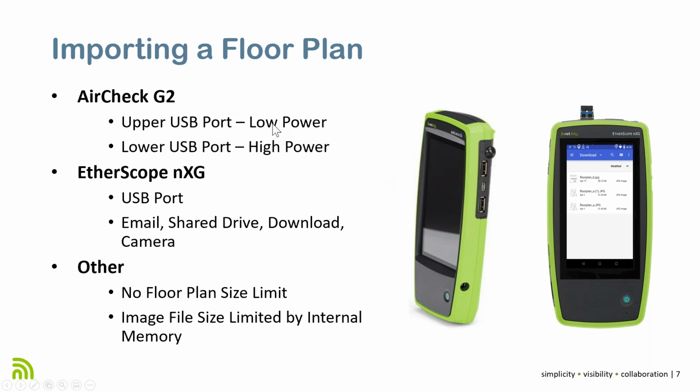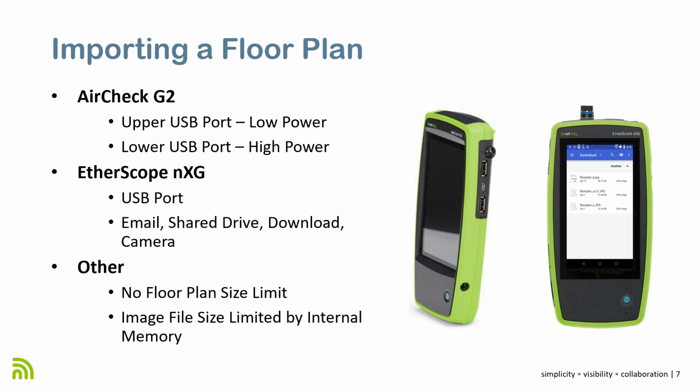Another thing that I should have written here: on the AirCheck G2, for it to be able to see the floor plans, you need to make sure that the floor plan is saved on the root of the USB thumb drive. If the floor plan is inside a folder, it will not see it. You have to make sure the floor plan is saved on the root of the drive, and that's where the AirCheck will be able to find it.